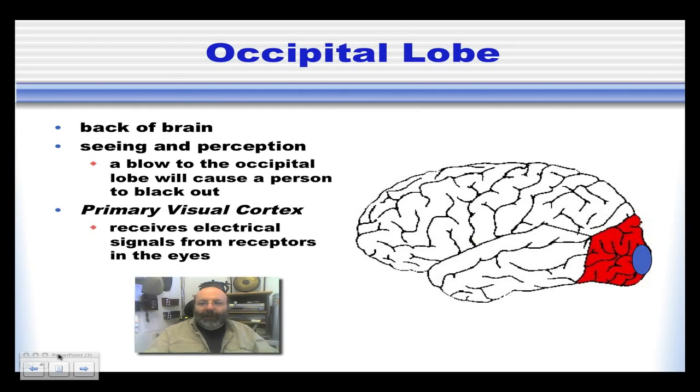Okay, so right at the very tip of the occipital lobe, at the end part there, is what's called the primary visual cortex. That's the part that receives electrical signals from the receptors in the eye. So that's the area that is really the primary part where our vision is processed and helps us to perceive the things that we see.